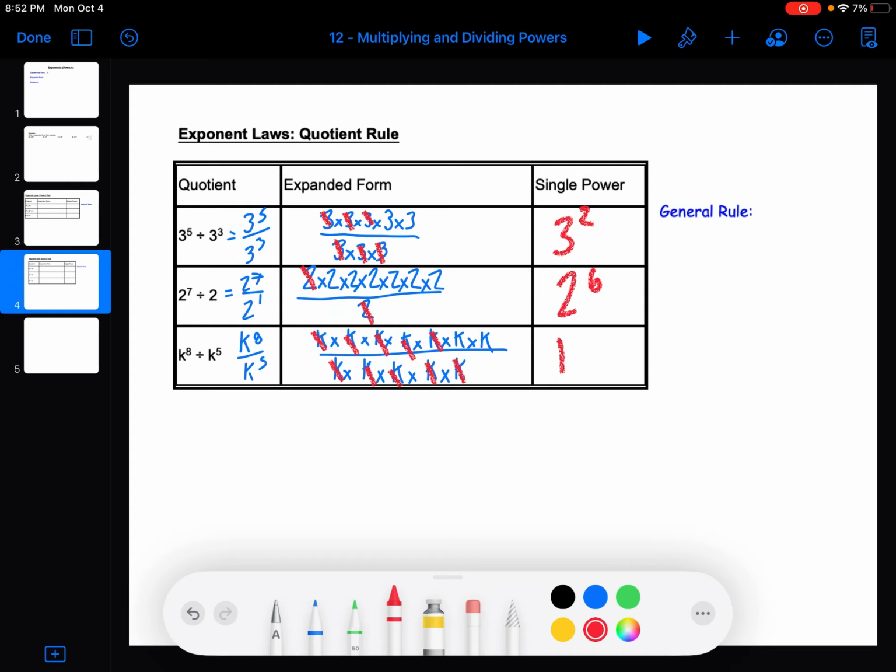Oh, I don't think I wrote enough k's on the top there. 1, 2, 3, 4, 5, 6. There should be one more. There we go. Because that should be k to the 3.